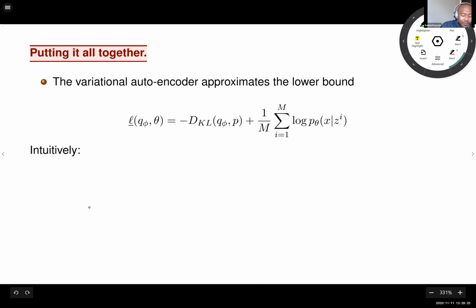Now I can compute this lower bound as a sum of this KL term, which we showed has a simple form as the sum of means and variances of functions and things like that, and this empirical average as an approximation of the expectation. And so now we can try to optimize this when we are trying to fit the parameters in the E or the M step.